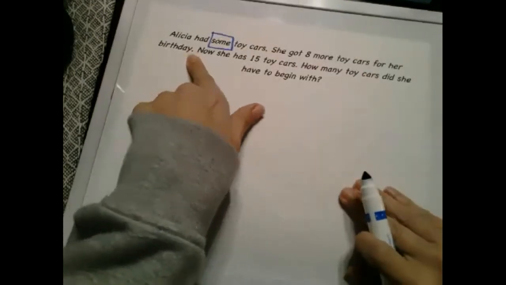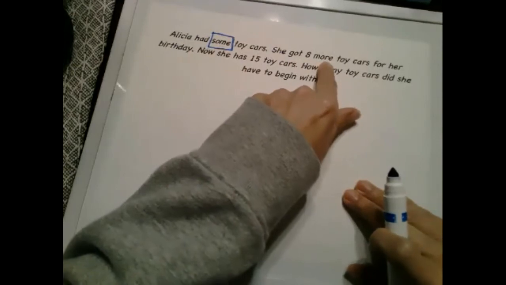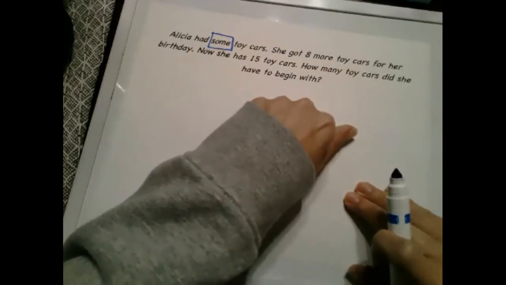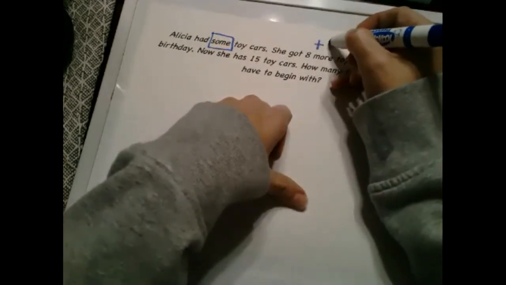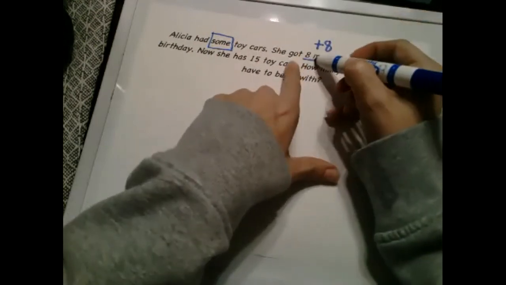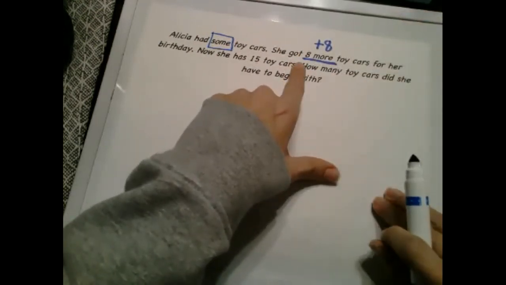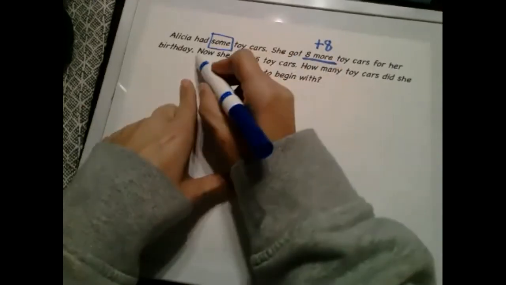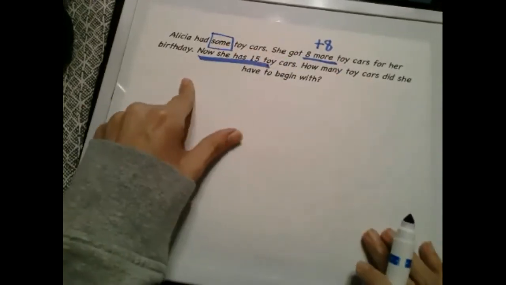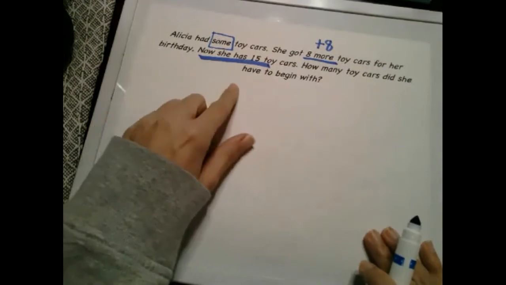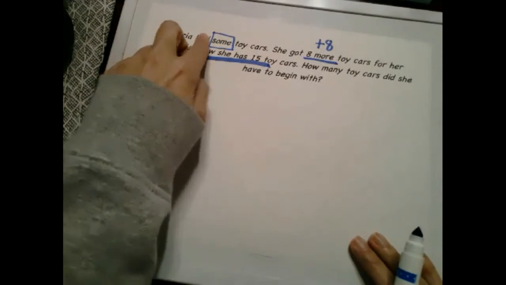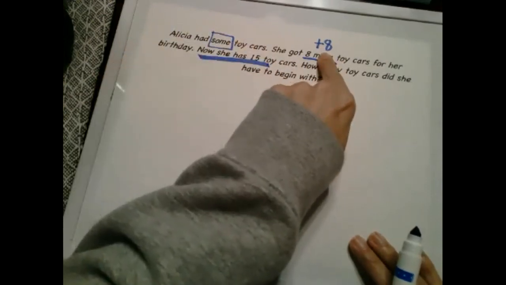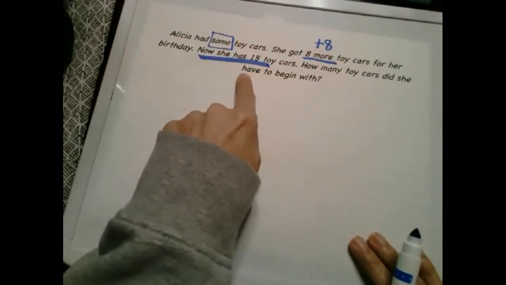She got 8 more toy cars. So what does that mean? That's right, that we're going to add 8 because it said she had 8 more. Now she has 15. So let's think through what our equation would look like. She had some. She added 8 more, and now she has 15.